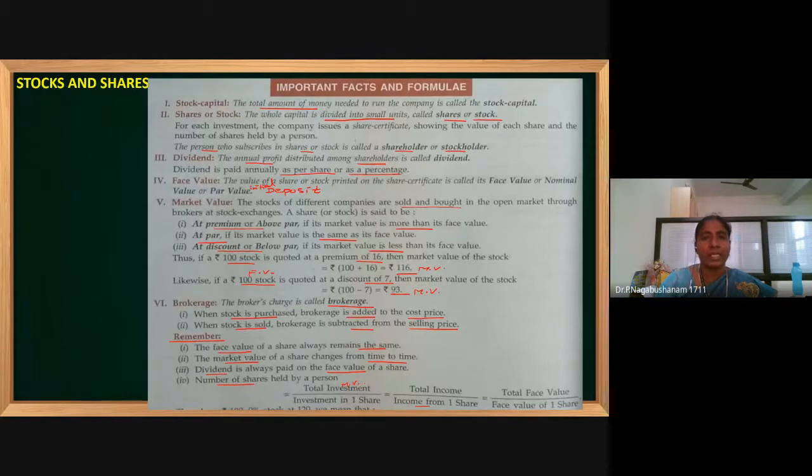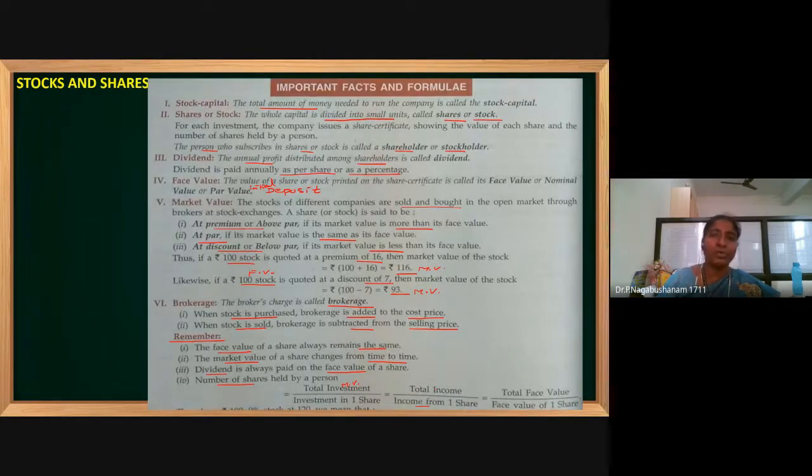Like that, I can also calculate how many shares I have in the company. Total income means profit. How much is the total profit, and what is the profit for one share? If I have 50 shares, the total profit of the 50 shares divided by the profit for one single share will give me how many shares I have: 50.